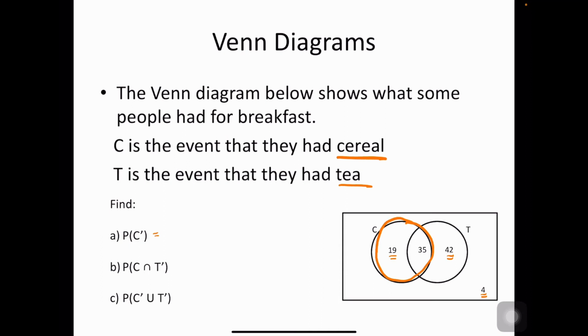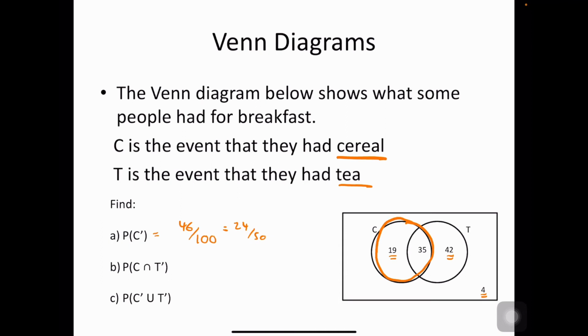So it'll be 46 over what do we have in total? So 46 plus 19 is 65. Oh, it's out of 100, so that's convenient. Simplifying the fraction as well.